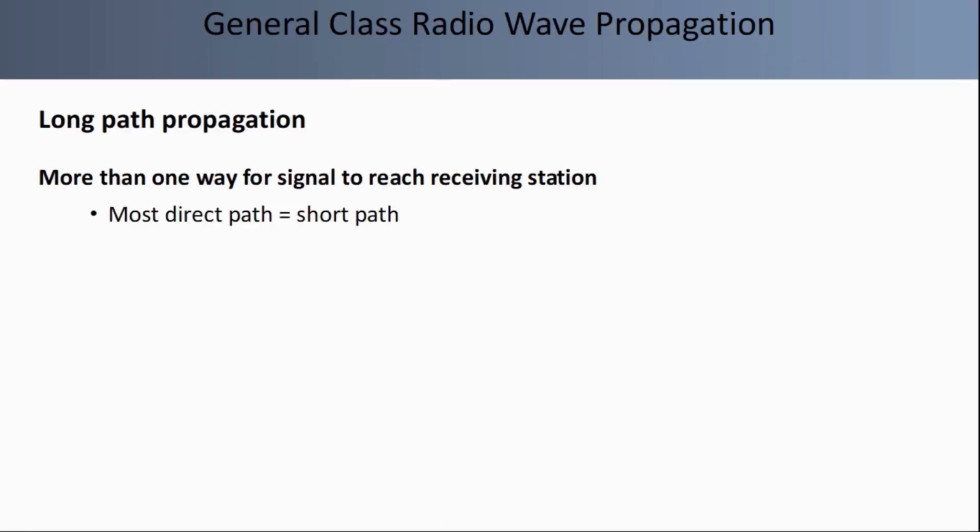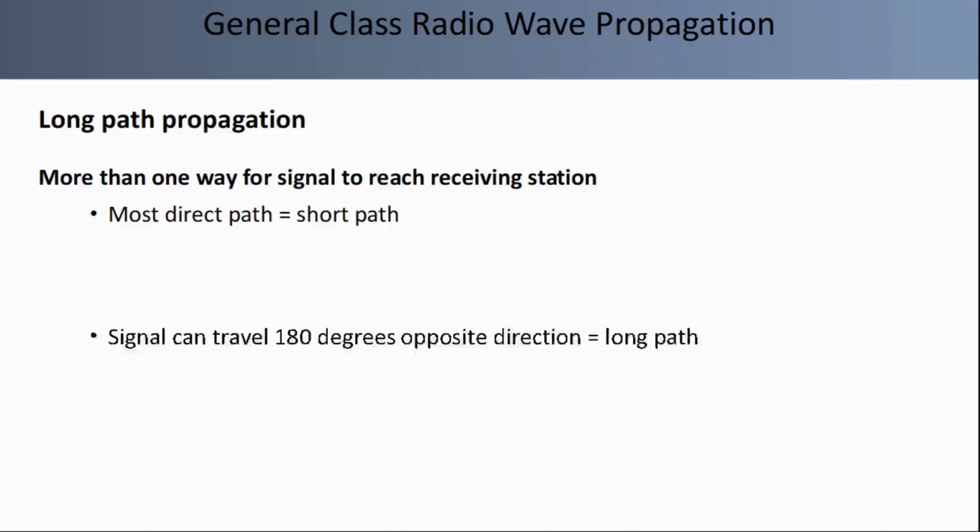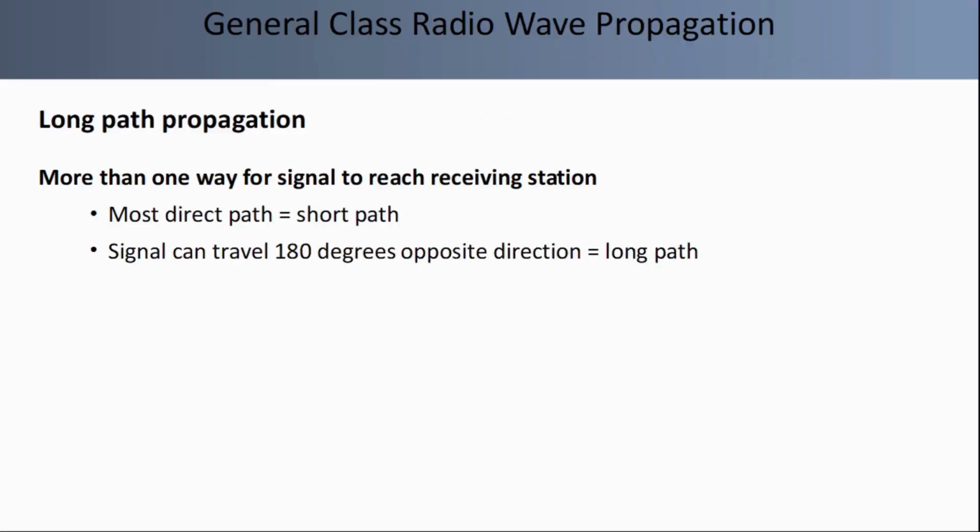If it happens to take the most direct path, which is known as short path, it makes one, maybe two hops, whatever, and your signal winds up there on the direct path, the short path. But because we're on a sphere, the signals can travel 180 degrees in the opposite direction and still reach the same destination. Longer go, but that's why we call it the long path.